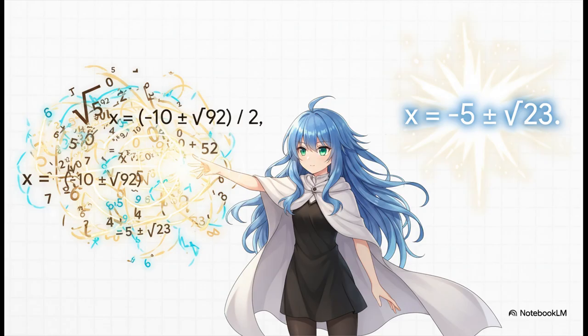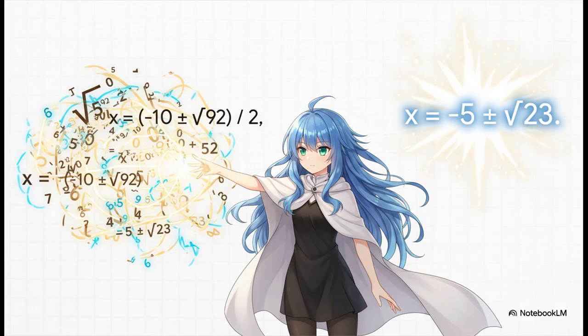So 10 squared is 100. Then 4 times 1 times 2 is 8. So under the square root, we've got 100 minus 8, which is 92. Now the square root of 92, we can simplify that. We look for perfect squares that divide into it, like 4. So the square root of 92 is the same as the square root of 4 times 23, which becomes 2 times the square root of 23.